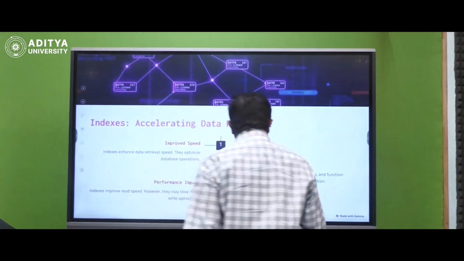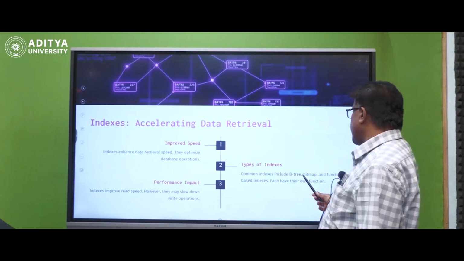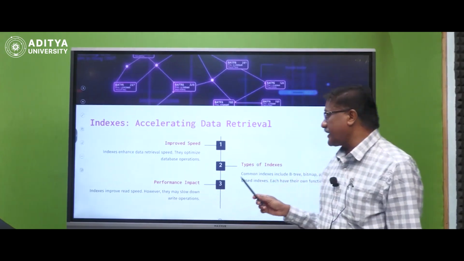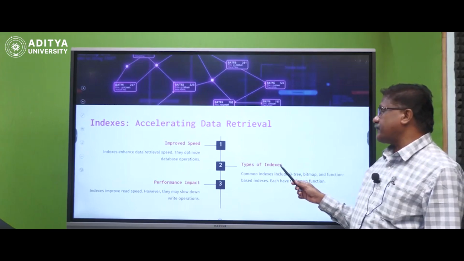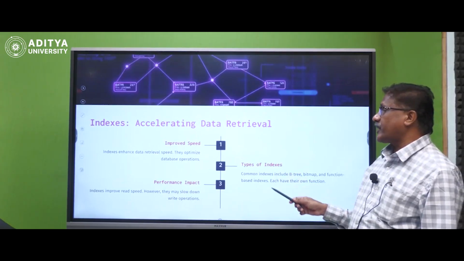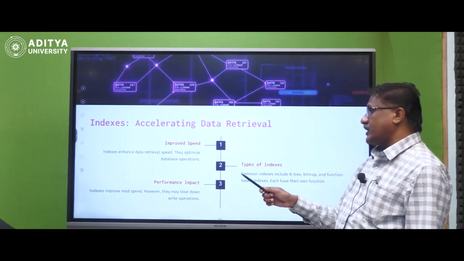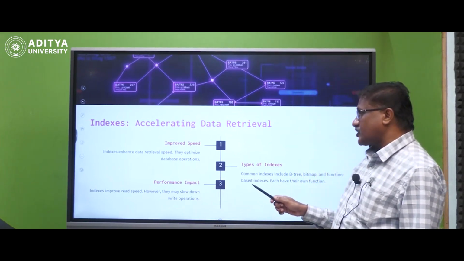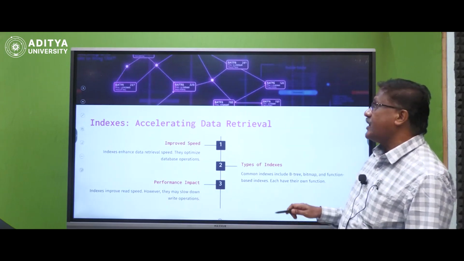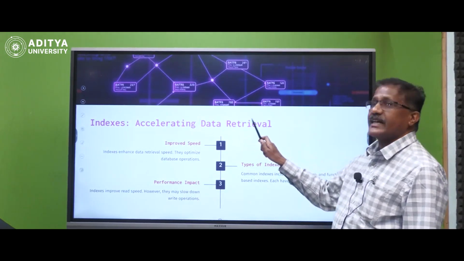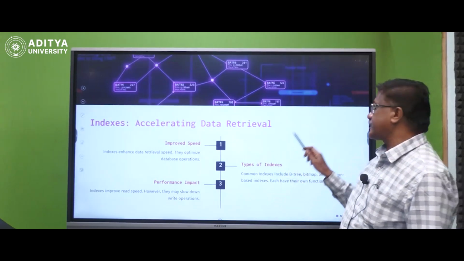Second point, what are the different types of indexes? B-tree, bitmap, function based indexes. Every index type has its own role, and each plays a very important role. The third point is performance impact. Indexes improve not only the speed, they also affect write operations. That means indexes accelerate the data retrieval process in the database.